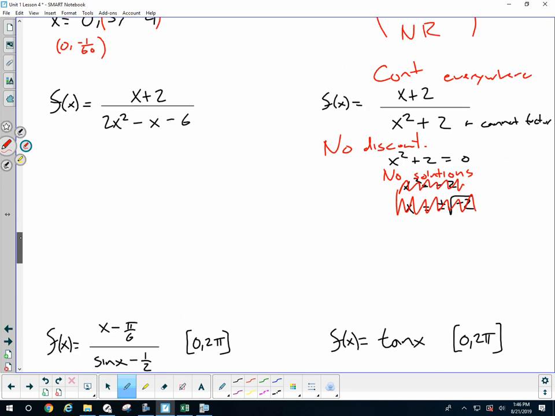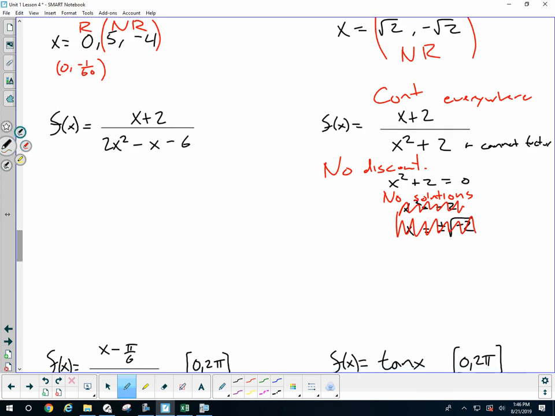This guy. You need to be comfortable factoring a trinomial, quadratic, x squared, but with the leading coefficient not 1. Now, there are a lot of techniques that you might have learned over the years to factor that. If you remember those techniques, great.